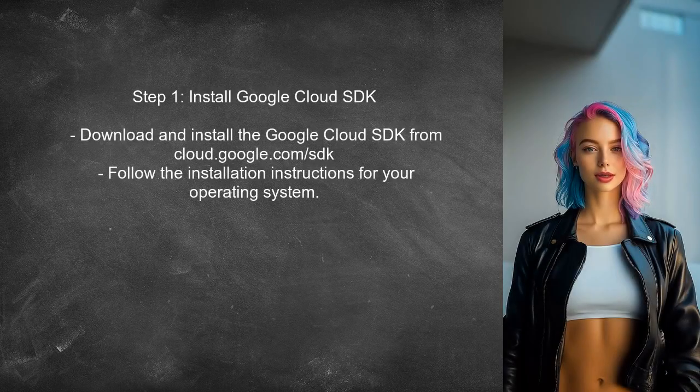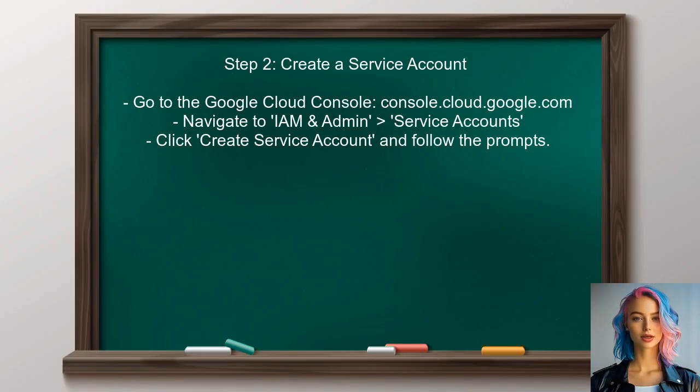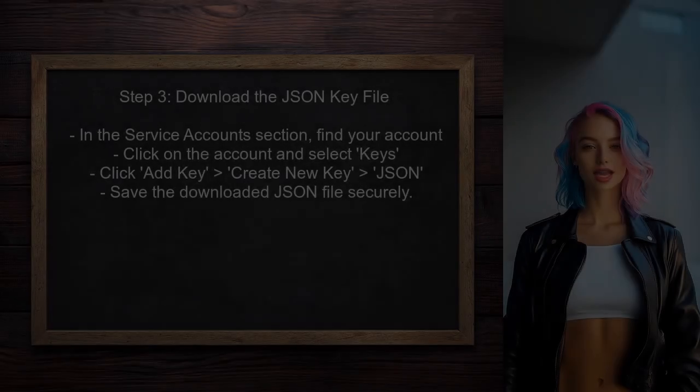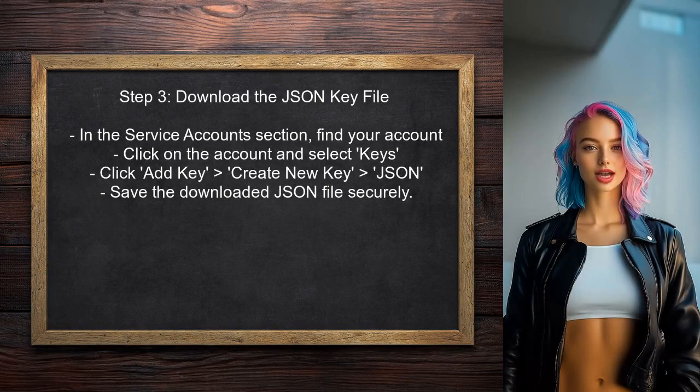To specify the authentication keys for the Google Speech API using the Java library, the user should first ensure they have the Google Cloud SDK installed. This is essential for managing credentials. Next, the user needs to create a service account in the Google Cloud Console. This account will provide the necessary credentials for accessing the Speech API. After creating the service account, the user should download the JSON key file. This file contains the authentication information needed for the Speech API.